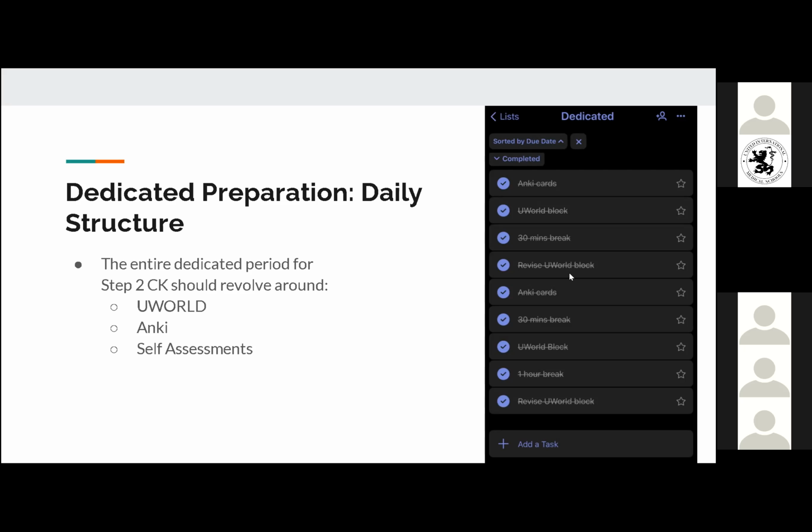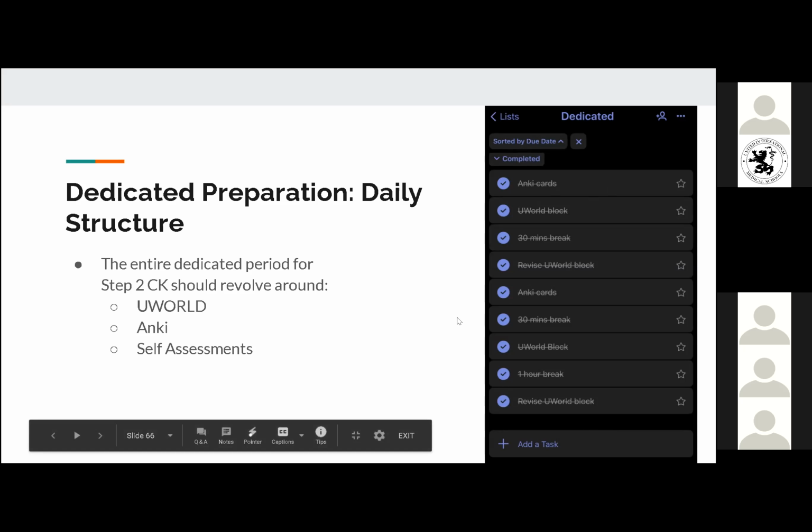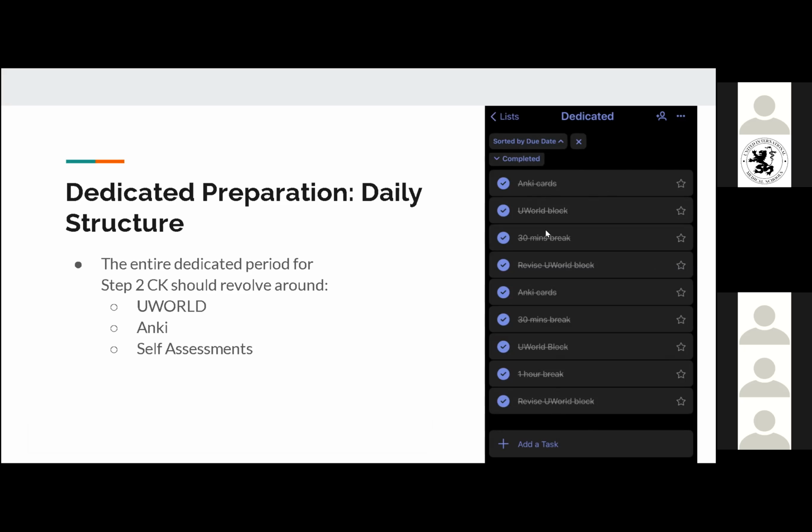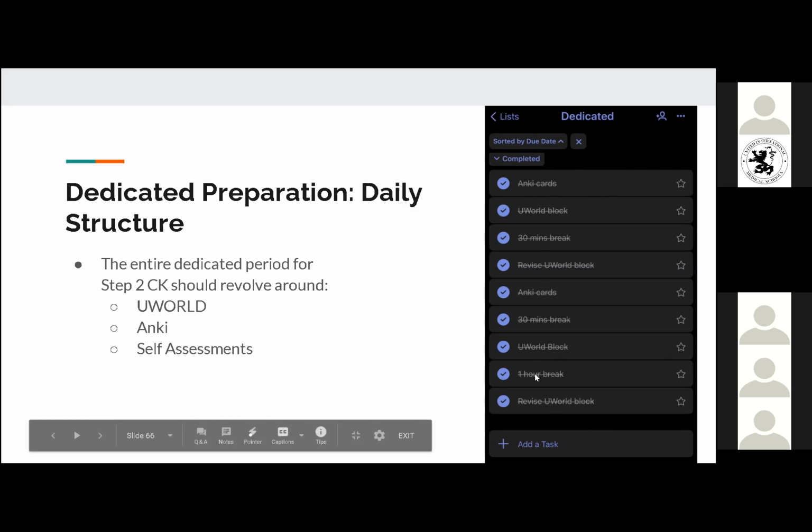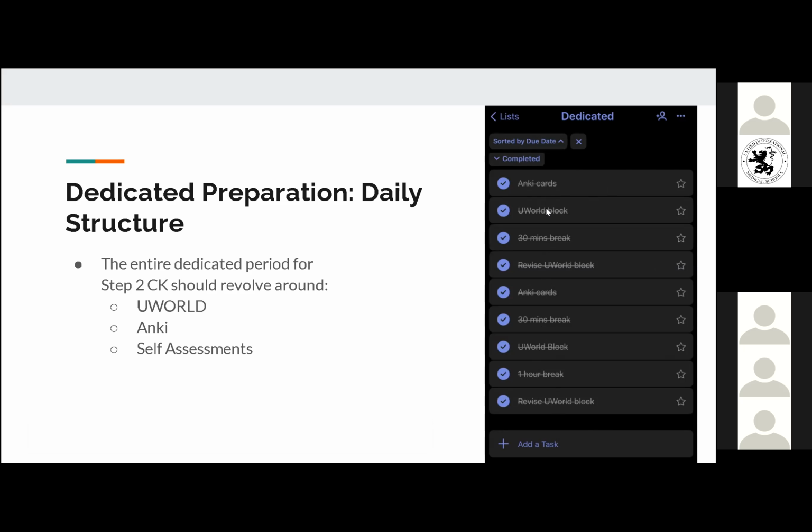So this was my dedicated preparation. I had this application on my phone called Microsoft To Do, Microsoft List. And I just had every day: wake up, do Anki cards, and do a UWorld block, 30-minute break, revise the UWorld block, do Anki cards again, then 30-minute break, UWorld block, and so on. You see, it's repetitive. You're only doing Anki cards and then UWorld blocks. And then one day a week, or every 10 days, I did a self-assessment, and then I took the rest of the day off. This is really important, same as it was important for Step 1. It's really important for Step 2 CK to have a structure every day.